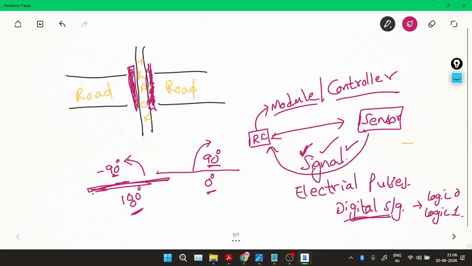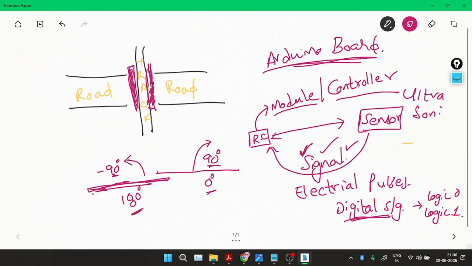Now the best controller, or the budget controller, that is easily available and can interpret the digital signal is nothing but our Arduino board. So for the controller part, I'm using the Arduino board, and for the sensor, we are using the ultrasonic sensor. This is the sensor.